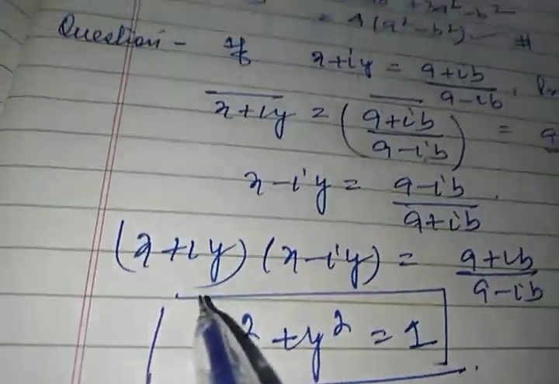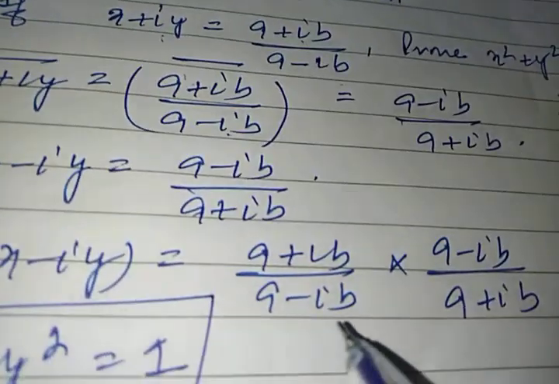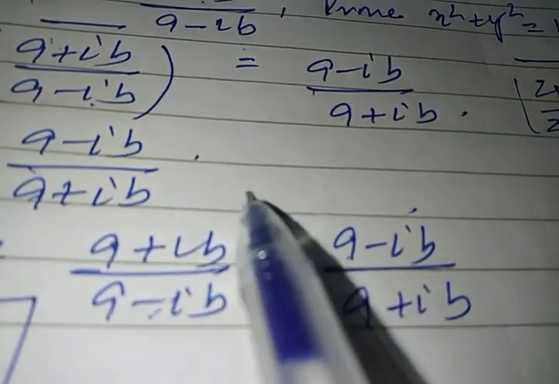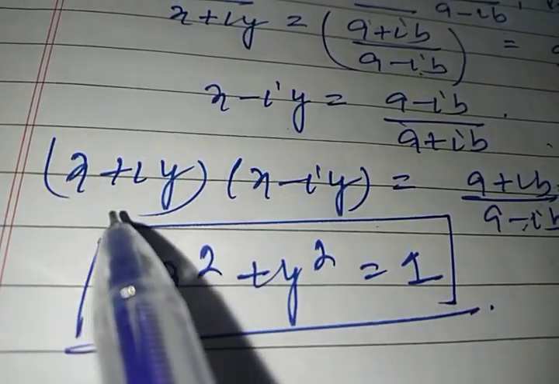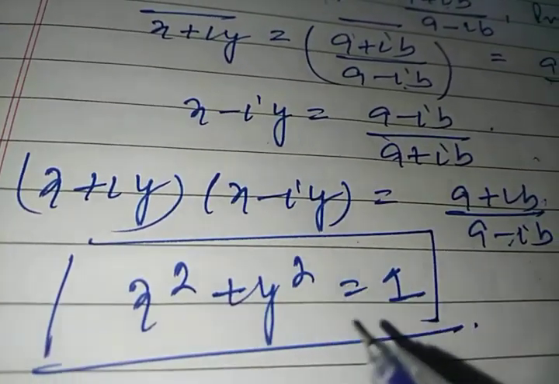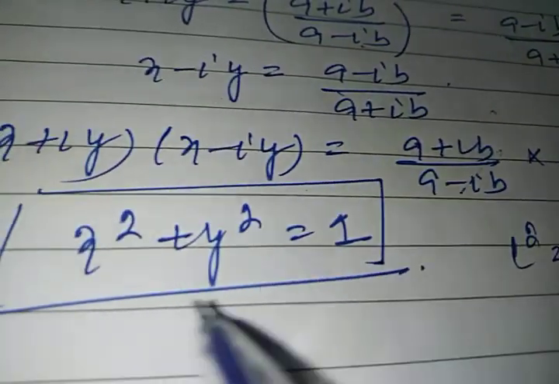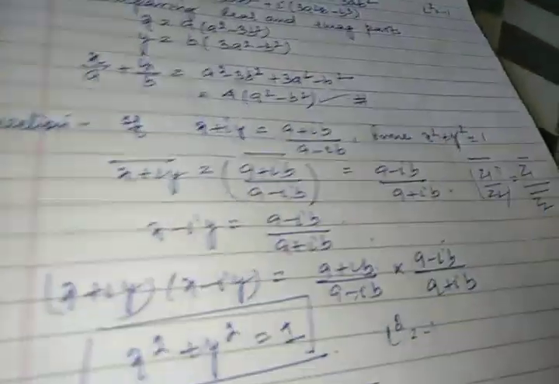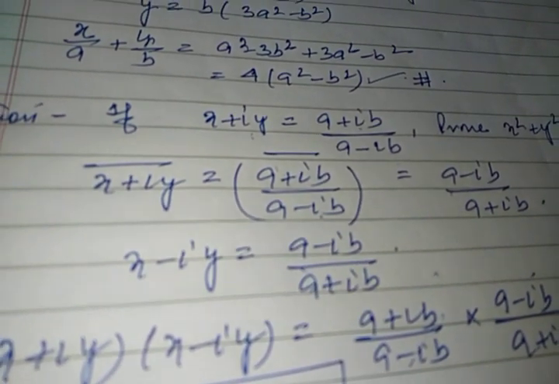Now multiplying the two, (x plus iy)(x minus iy) is equal to this into this. See, these are all cancelled here. So you are left with 1, and this is x square minus i square y square, since i square is equal to minus 1. Okay, so we get x square plus y square is equal to 1. Okay, so this was the second last part. One part is left now.